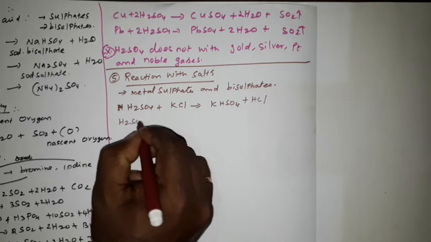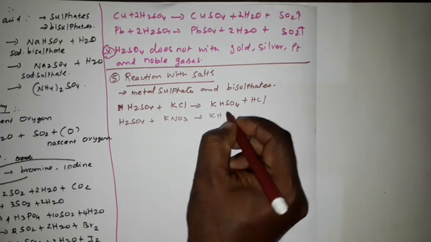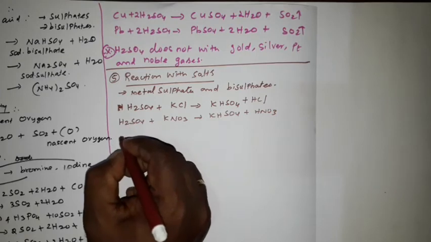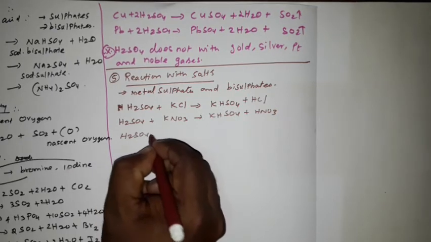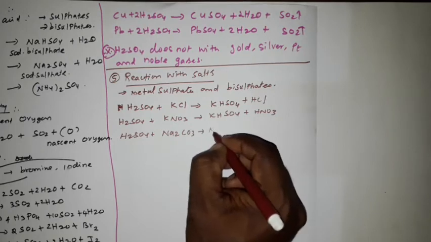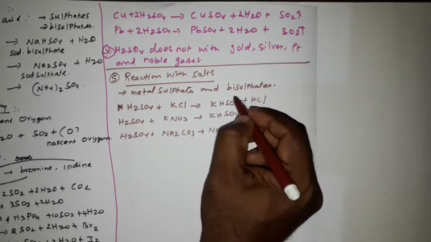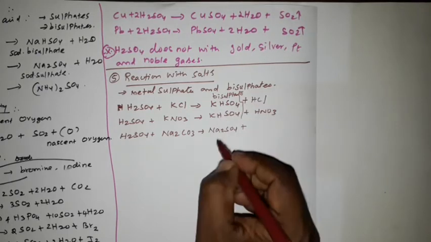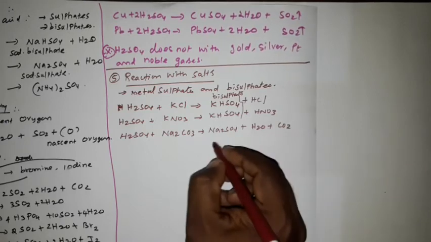Next, potassium nitrate, KNO3, with sulfuric acid: potassium bisulfate plus HNO3. Okay, when sodium carbonate, Na2CO3, reacts with sulfuric acid, it will produce sodium sulfate, Na2SO4. So these two are bisulfates, okay, they are bisulfates, plus H2O plus CO2.